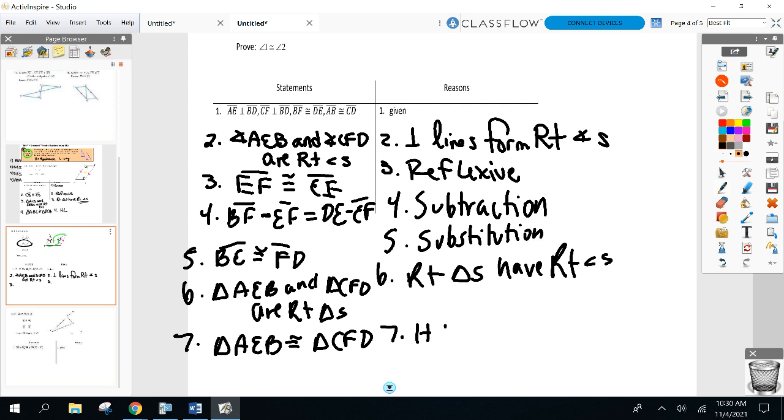HL. And then like we said at the beginning, we wanted the triangles congruent so we could get 1 and 2 congruent by our CPCTC. This is where we're going. 8 steps. Some of you may have had 9 if you said the right angles were congruent, which is perfectly fine.